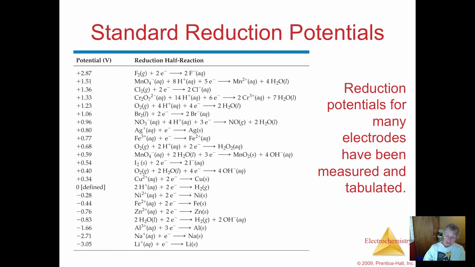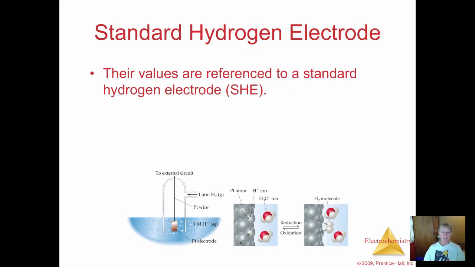So they said, let's take a piece of platinum wire and let's have it operating under 1 atmosphere of pressure. So it's in a container that's got hydrogen gas over the top. Let's have it soaking in a bath of 1 molar hydrogen ions, so it's acidic. And we have a little platinum electrode here with a platinum wire that travels out to an external circuit.